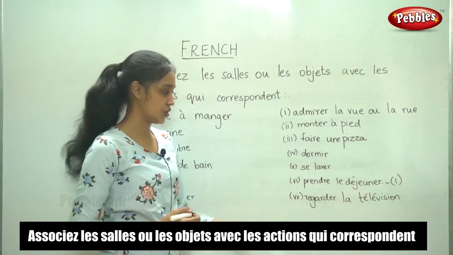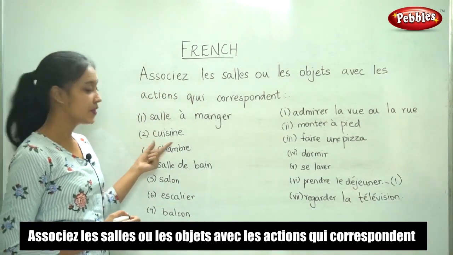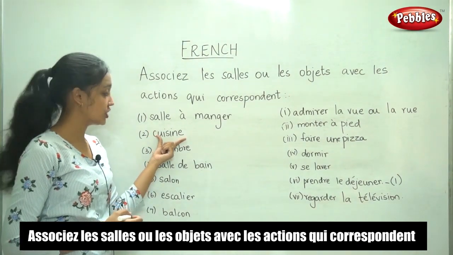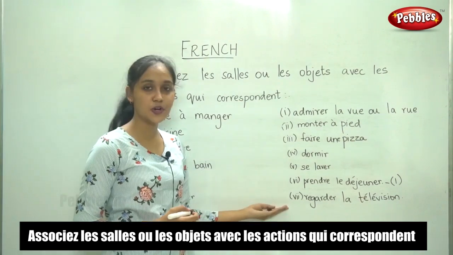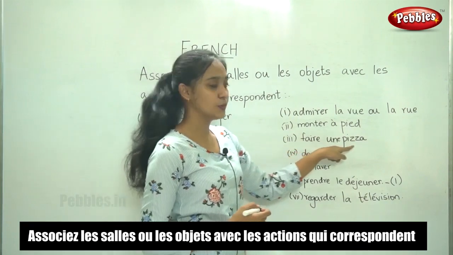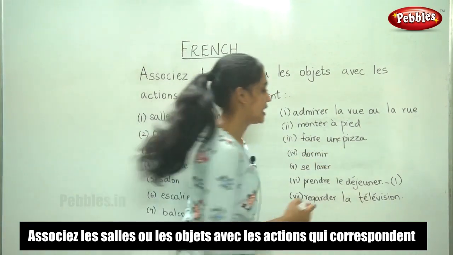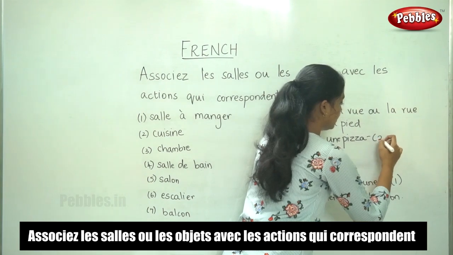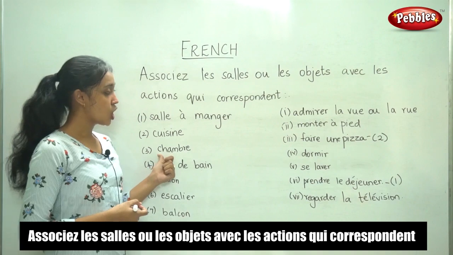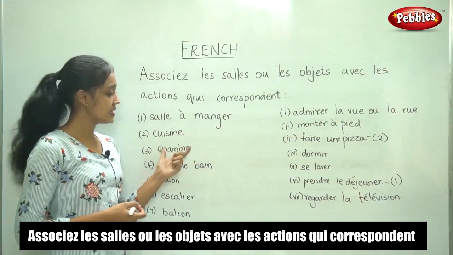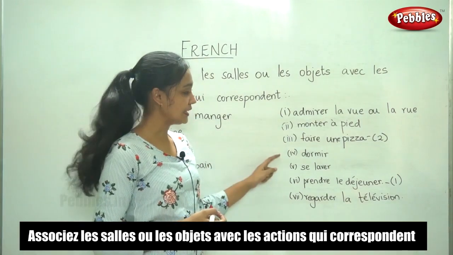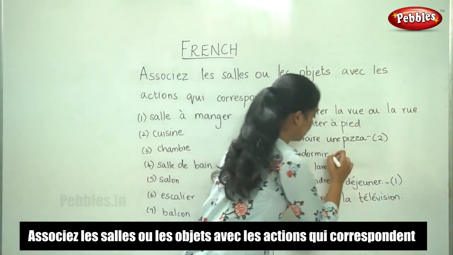The second one, cuisine. So cuisine is kitchen. Which of these actions corresponds to the kitchen? It is the third one. Faire une pizza. To make a pizza. So this would be the second answer. The third one, chambre. Chambre is the bedroom. So which of these actions would correspond to that? It is dormir.